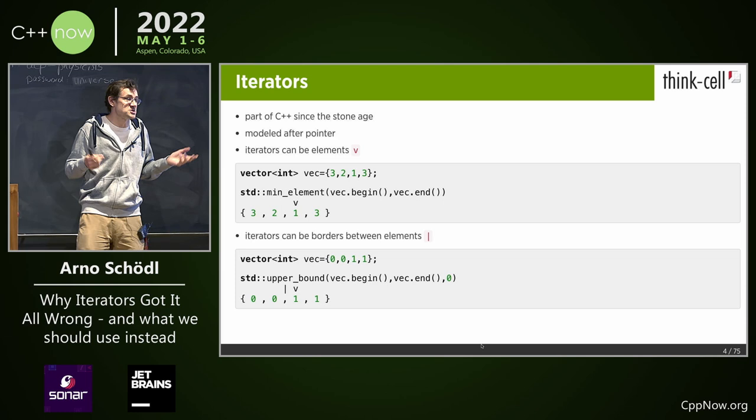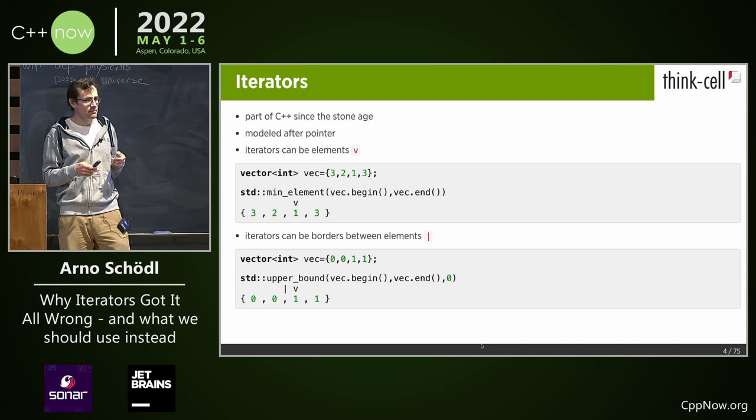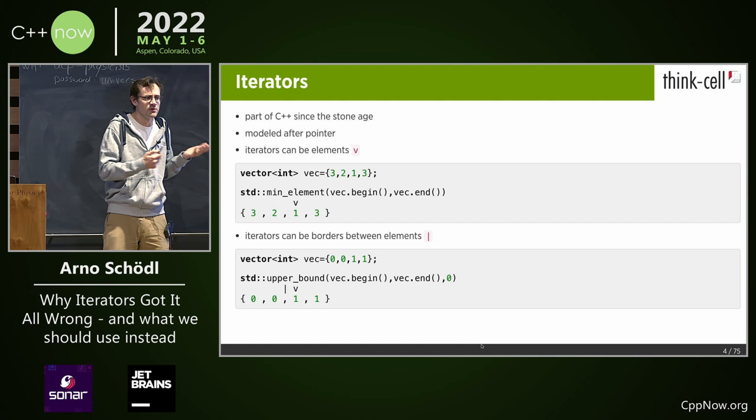And there is this convention that iterators are always pointing at the element after the border. But we kind of do both in this. We use the same thing for both. We use iterators for both borders and elements.